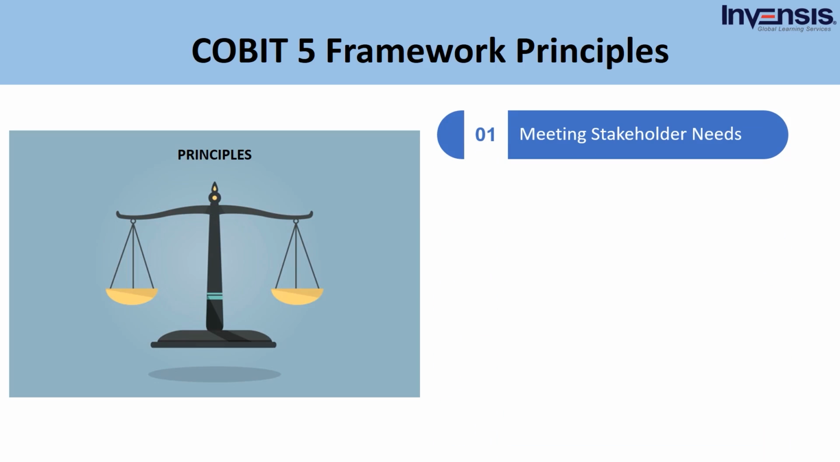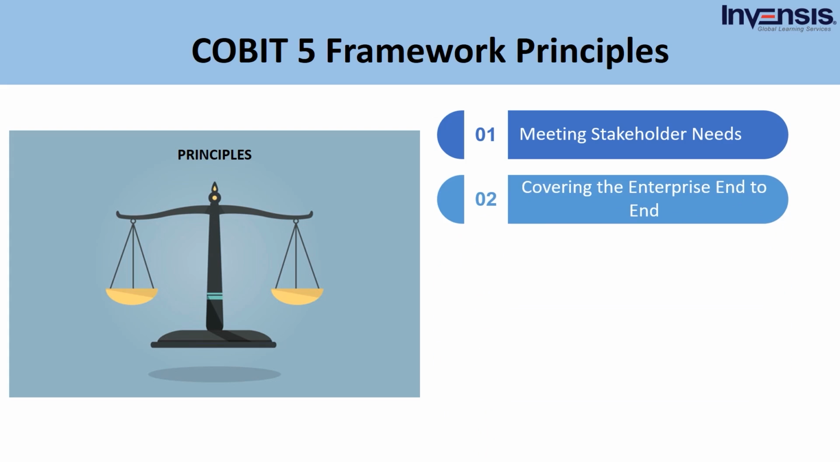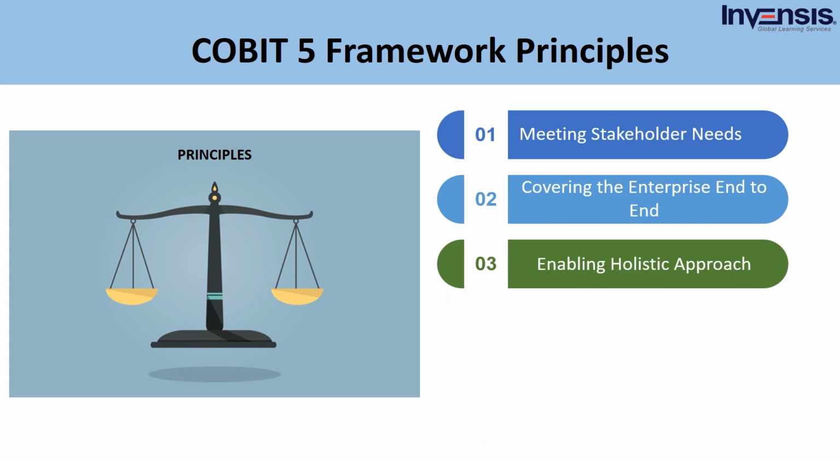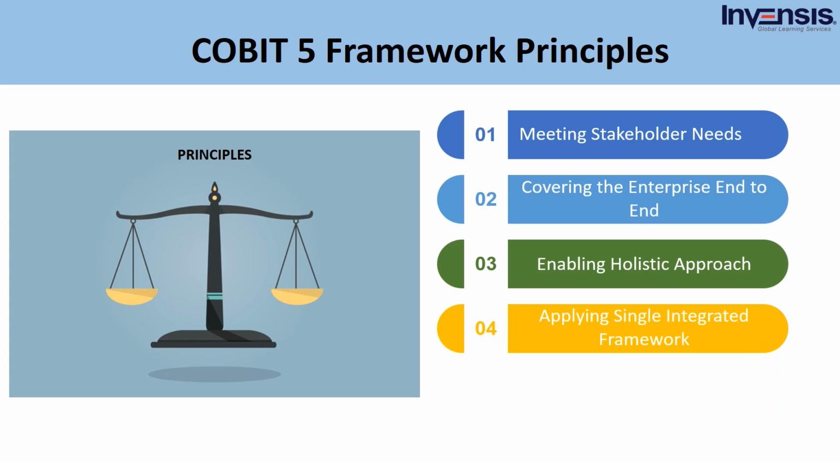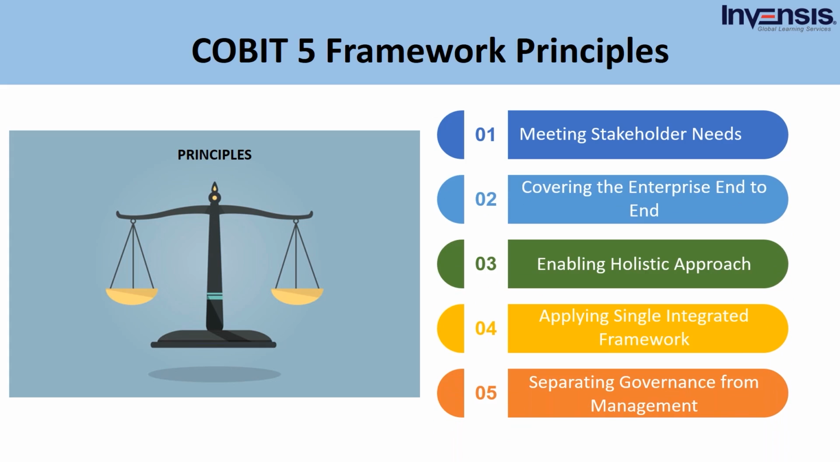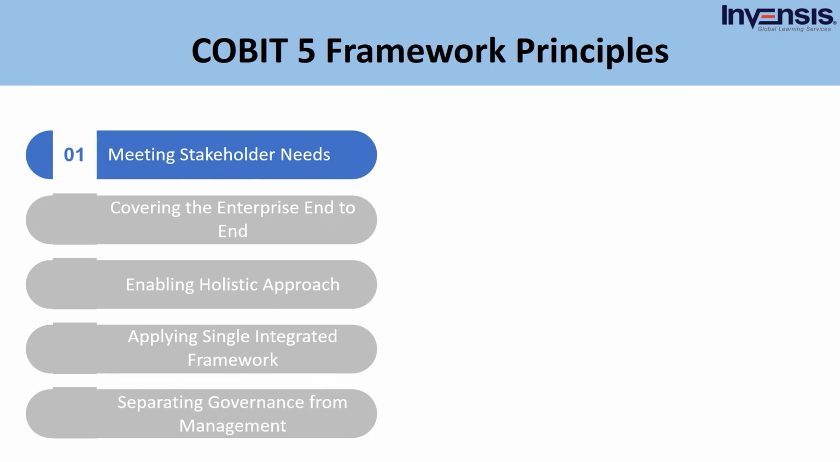First one is meeting stakeholder needs. Second one is covering the enterprise end-to-end. Third one is enabling holistic approach. Fourth one is applying single integrated framework. The last and fifth one is separating governance from management. So the first COBIT 5 framework principle is meeting stakeholder needs.